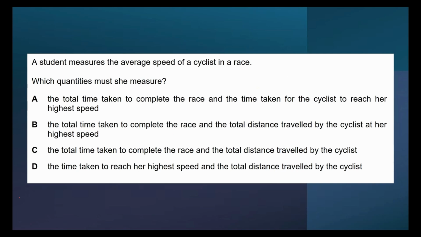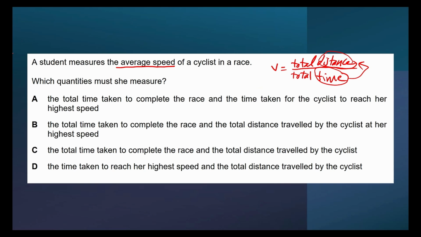A student measures the average speed of a cyclist in a race. Which quantities must she measure? What is she measuring? The average speed. The average speed equals total distance over total time taken to cover this distance. So if we have a distance, we have the time to cover this distance.